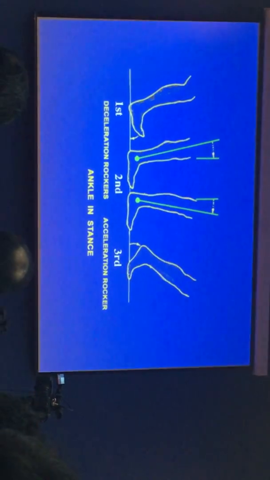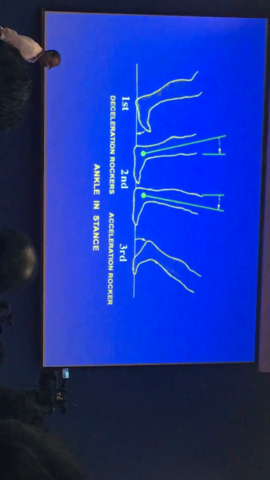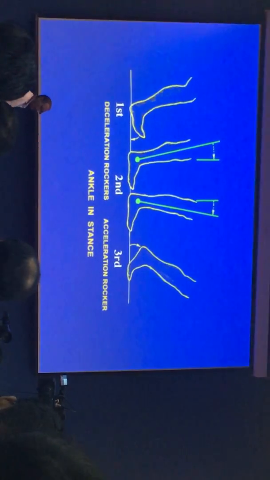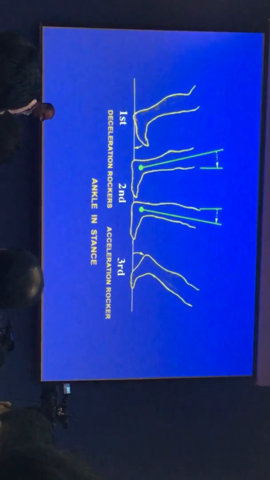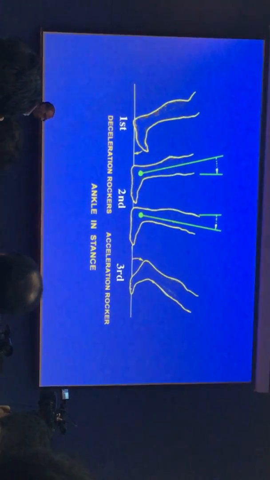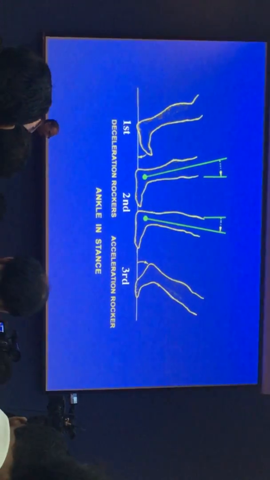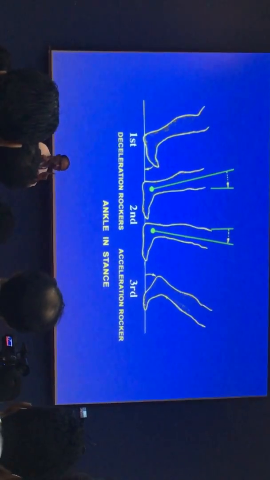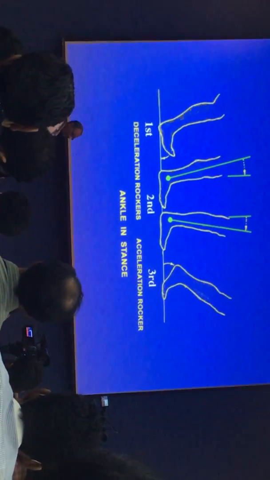Again, if you see, when I start heel strike, at that point my heel is not moving, it's stuck at one ground, but my whole trunk is moving forward. So there is a rocking movement on the heel. So that's the first rocker of your gait cycle.